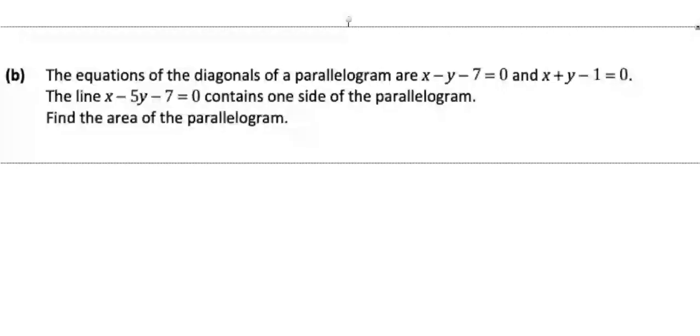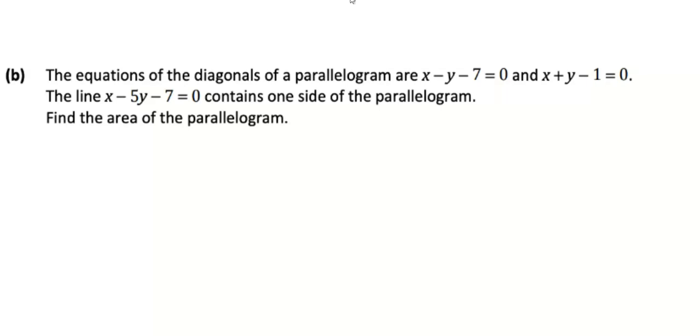The equations of the diagonals of a parallelogram are x minus y minus 7 equals 0 and x plus y minus 1 equals 0. The line x minus 5y minus 7 contains one side of the parallelogram. Find the area of this parallelogram. Now, when I'm doing this type of question, I like to get a rough idea of what it actually looks like. So once again, I'm going to go for y equals mx plus c to explain to myself what this diagram looks like.